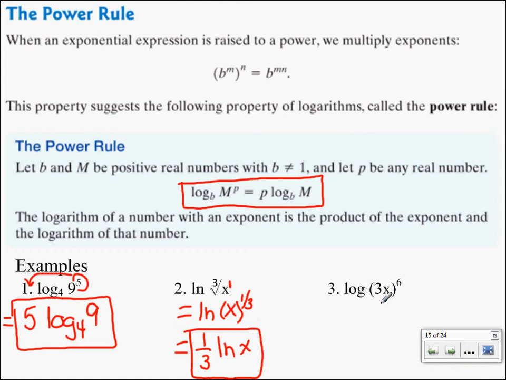Okay, next we have log 3x. Now that's being raised to the 6th power. So let's take that 6 and pull it out in front. So we have 6 log 3x.